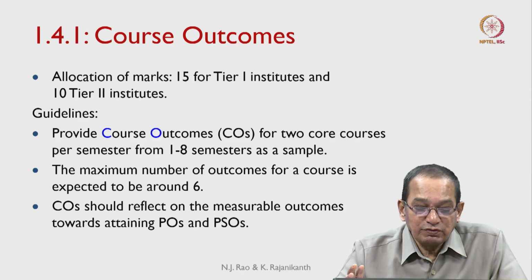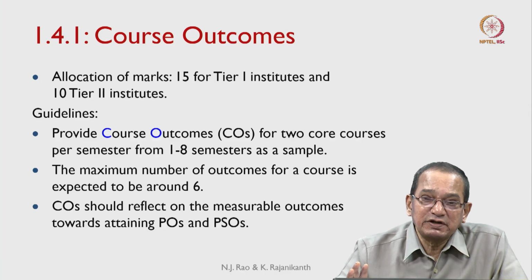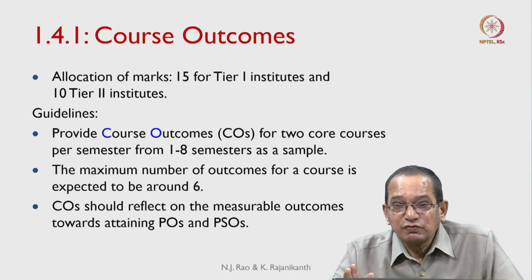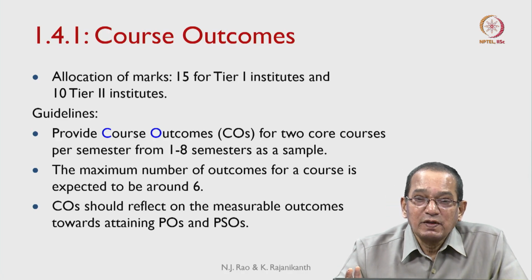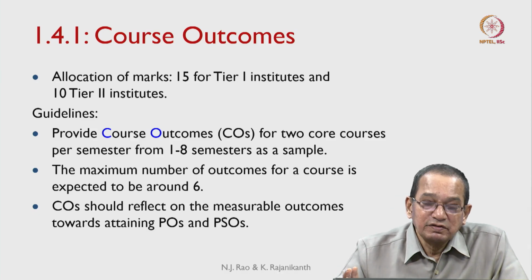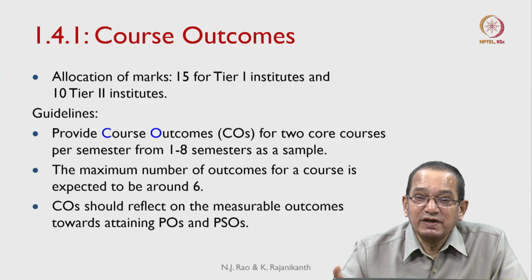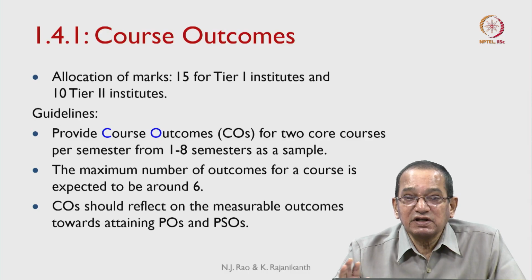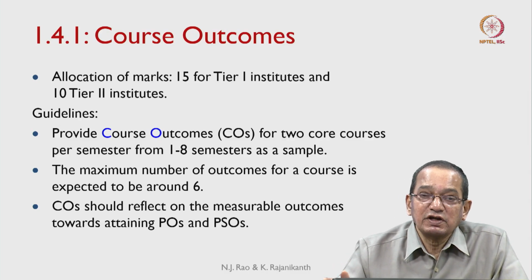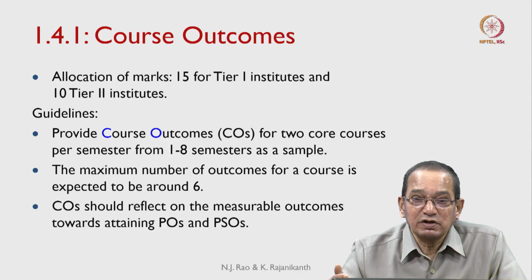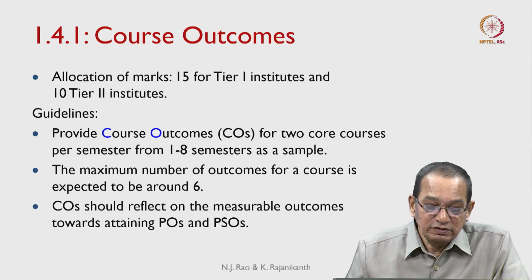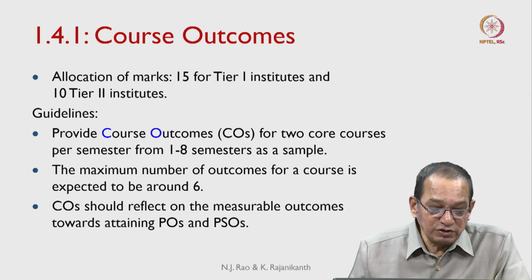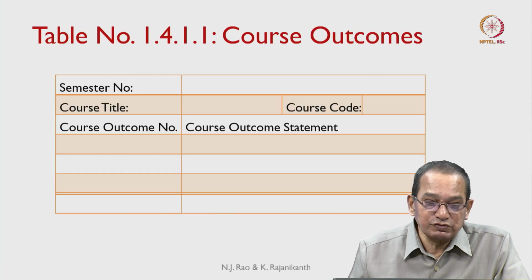The maximum number of outcomes for a course is generally expected to be around 6. See, 3 to 4 credits we assume a course is. So, typically it is 6. In very unusual cases it may exceed that, but then you must be able to justify why the course outcomes have exceeded that number. But the general expected value is 6 for a 3 credit or 4 credit course. It could be smaller if it is only a 2 credit course. COs should reflect measurable outcomes towards attaining the POs and PSOs, obviously.